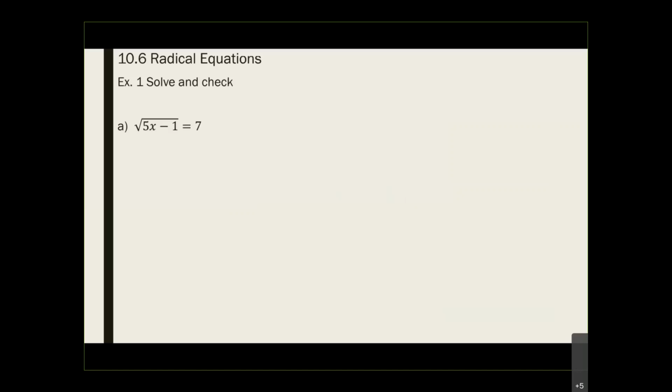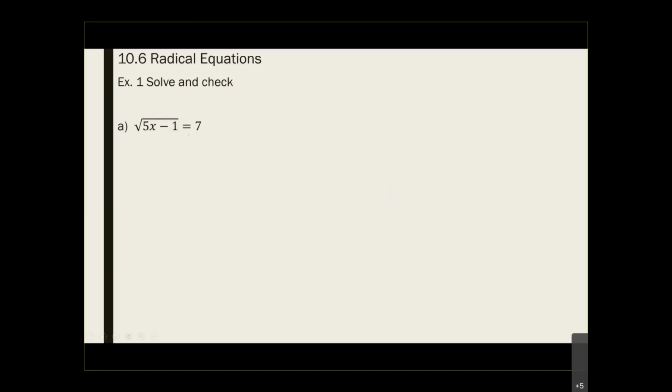7.6, we start with a radical equation. And reminder, this is the one thing that you guys need to solve any radical equation: the first and most important thing is your radical has to be by itself. Meaning, look at part A, this example 1A, which asks you to solve and check.